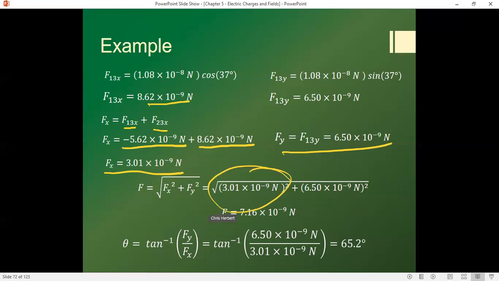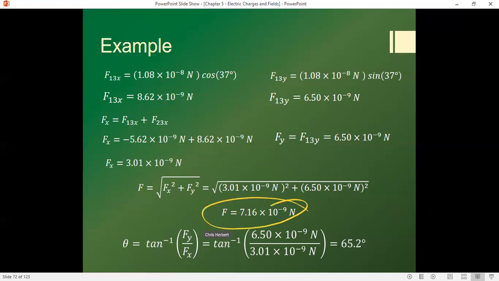Once I have my x and my y, I can take the sum of the squares and then take the square root. And that's going to give me my total force. So the total force that Q1 experiences is 7.16 times 10 to the minus 9 newtons. Okay. It is pulled with 6.5 times 10 to the minus 9 newtons in the y direction and 3.01 times 10 to the minus 9 newtons in the x direction.